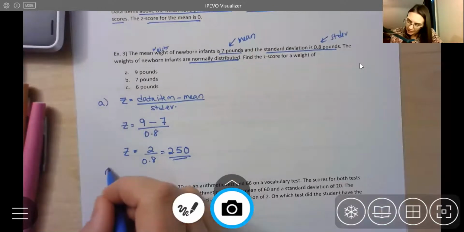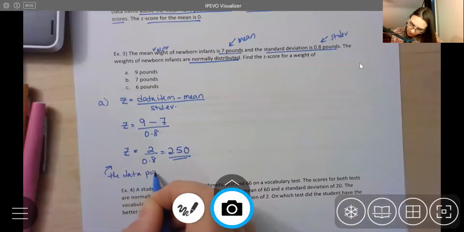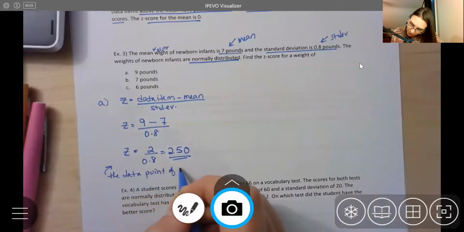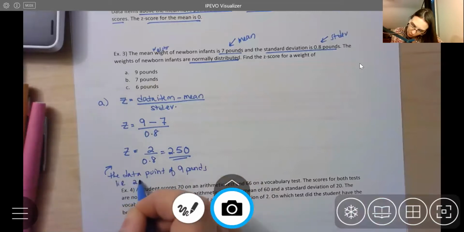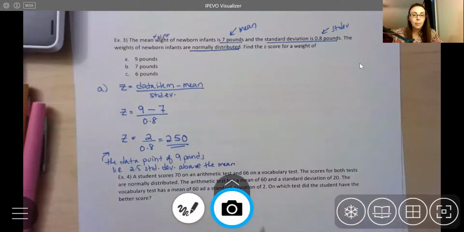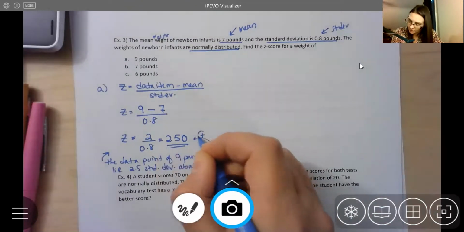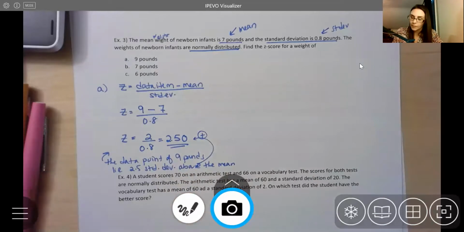So basically what this says is that the data point of 9 pounds lies 2.5 standard deviations above the mean. And it's above the mean because it's positive, right? So this is positive. All right, let's do another one.